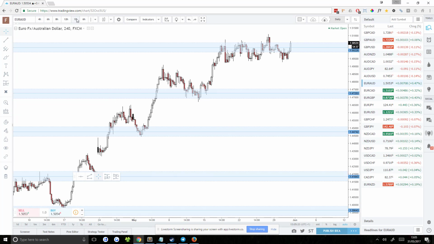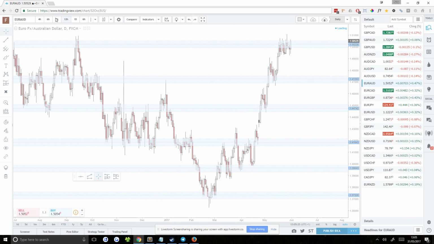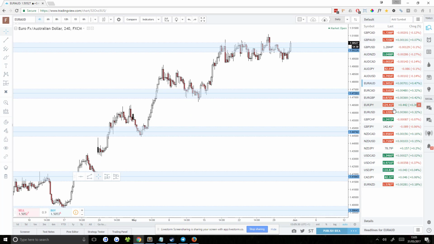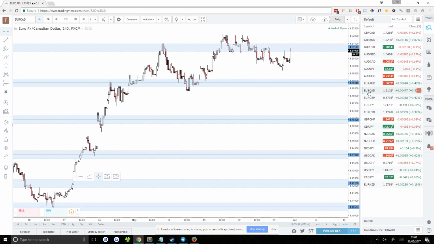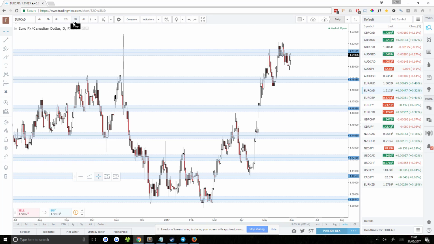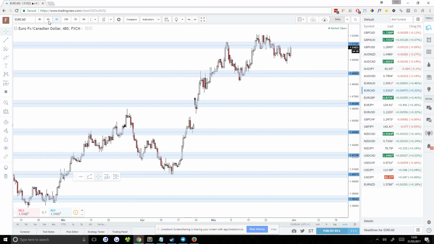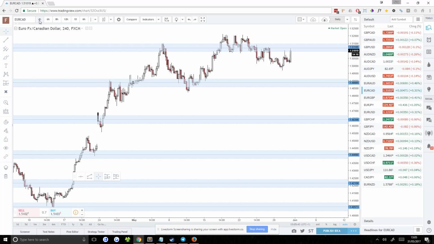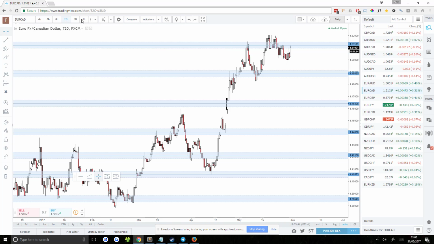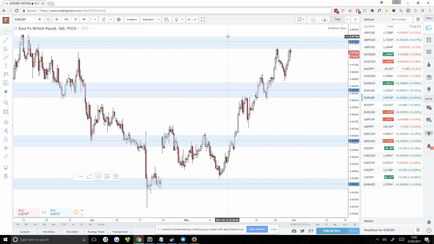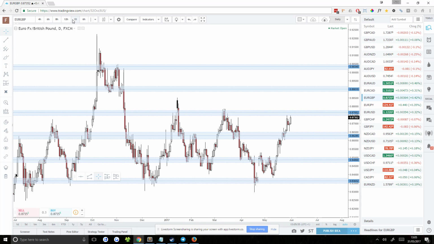Euro AUD is just stuck on this resistance. Nothing that I would want to trade there. Euro CAD. What is up with Euro CAD? Same deal. Nothing really. Let's see if it pushes down from here, but there's nothing I would really want to trade here. Euro GBP.